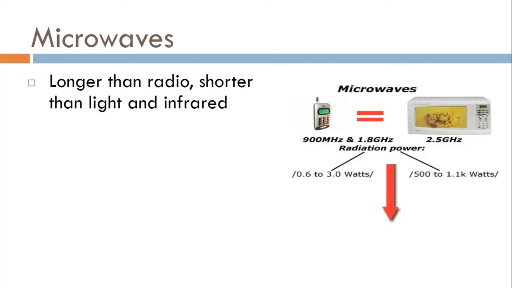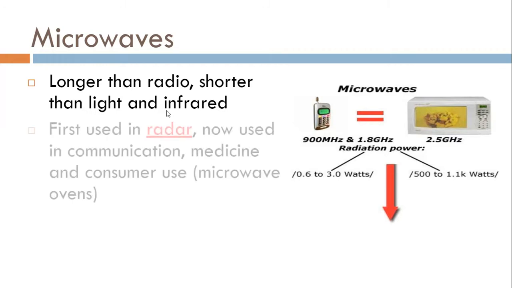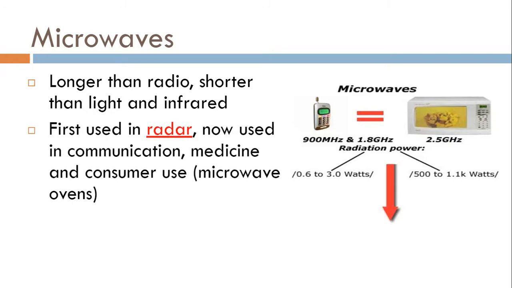Microwaves are longer than radio waves, but they're shorter than light and infrared waves. Microwaves were first used in radar, but now they're used in communication, medicine, and they have a consumer use as well. For example, microwave ovens.